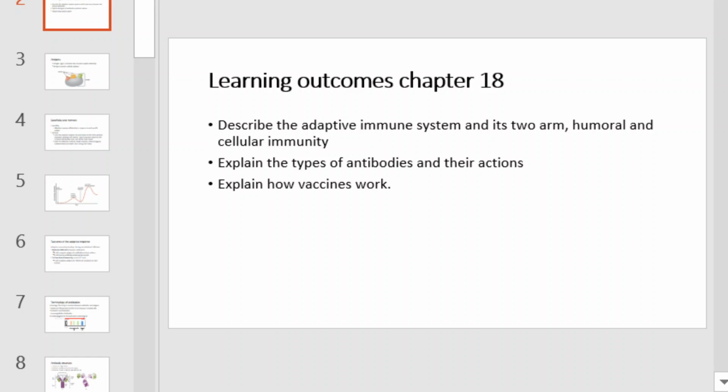Learning outcomes for Chapter 18 include being able to describe the adaptive immune system and its two-arm humoral and cellular immunity responses, to be able to explain the types of antibodies and their actions, and to be able to explain how vaccines work.